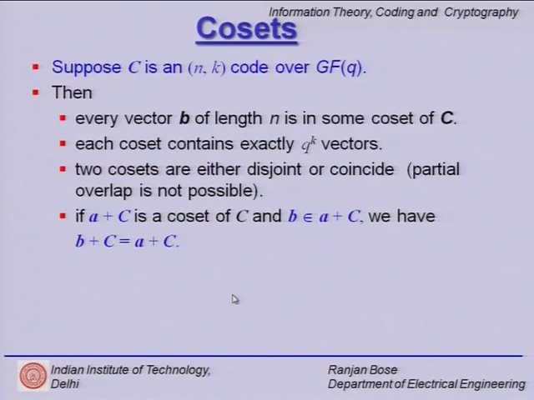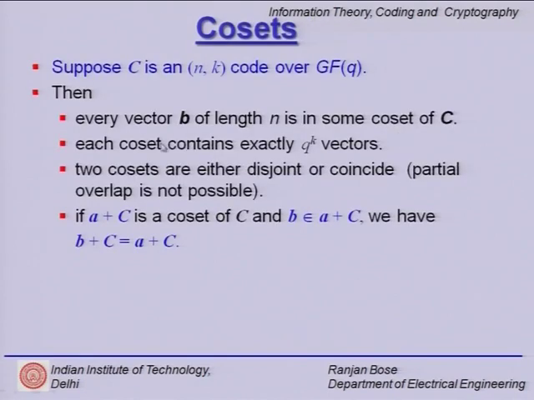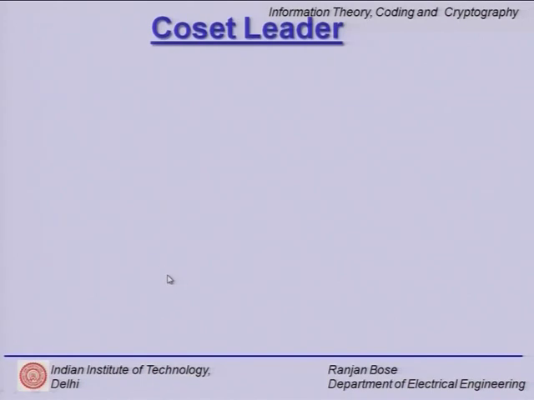So we have looked at some properties of the cosets. Every vector b of length n is in some coset of C, and each coset contains exactly q raised to the power k vectors. Two cosets are either disjoint or coincide, and a plus C is a coset of C. If b is an element of a plus C, then we have b plus C equal to a plus C. So we have already looked at these properties.